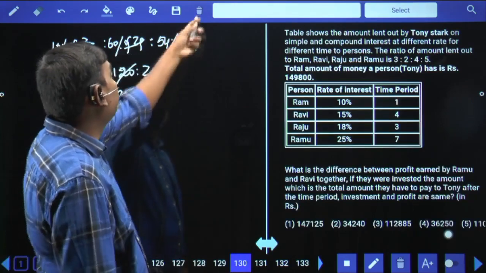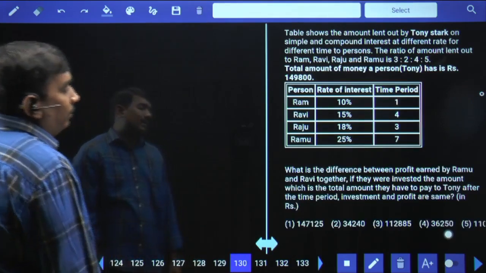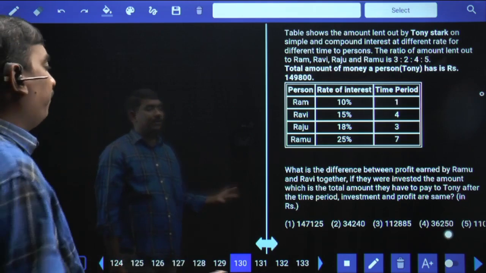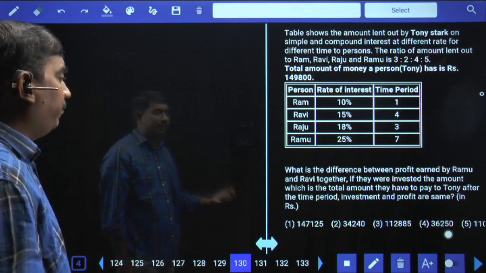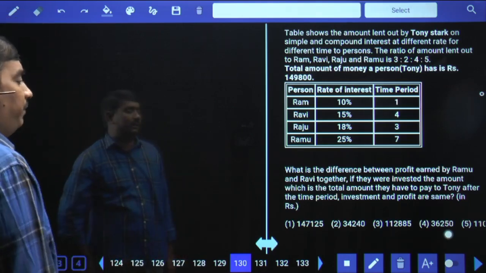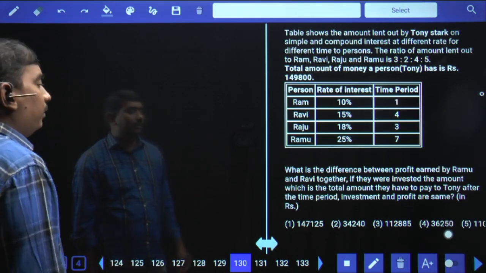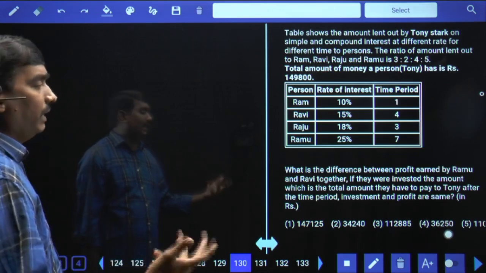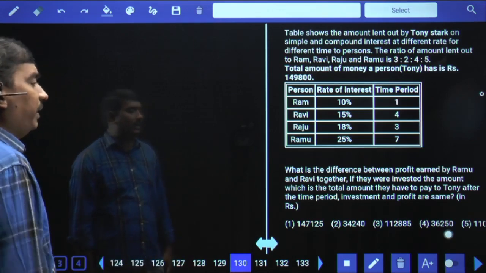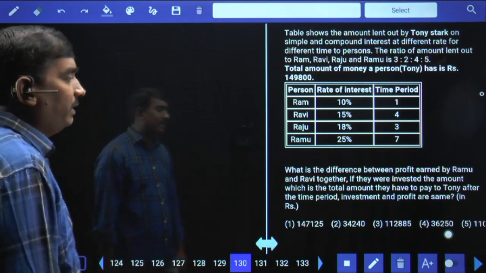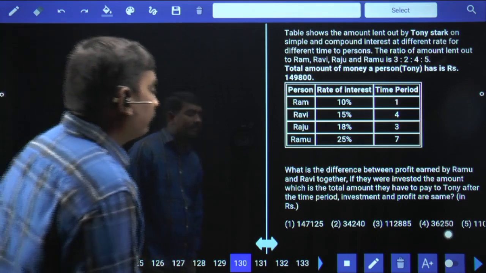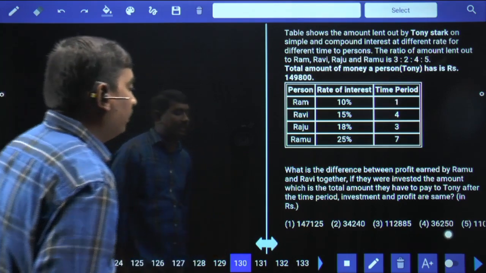Next. What is the difference between the profit earned by Ramu and Ravi together? Ramu and Ravi together, if they invested the amount, which is the total amount they have to pay to Tony after the time period. Investment and profits are the same.